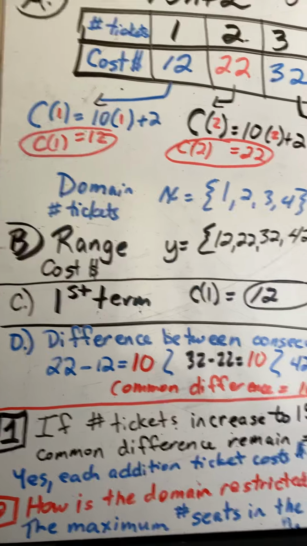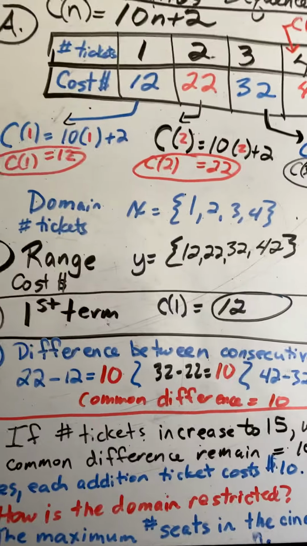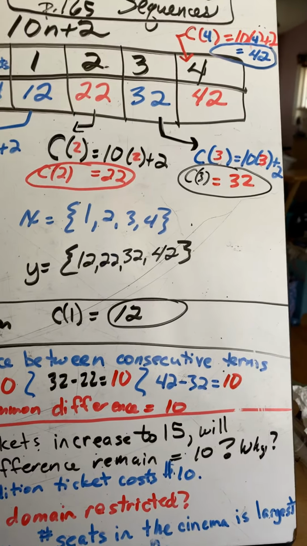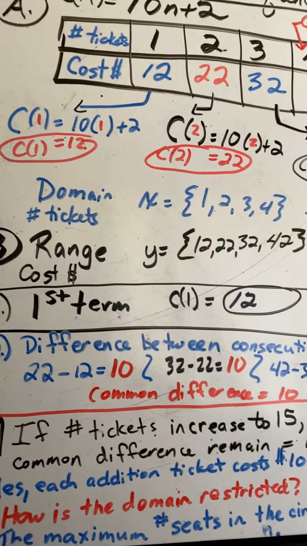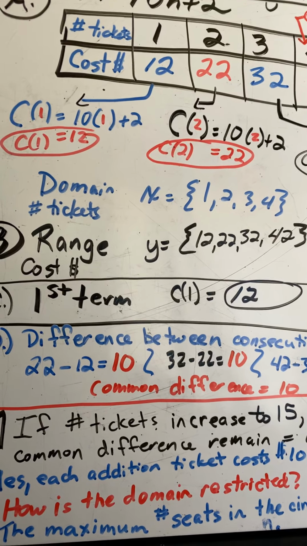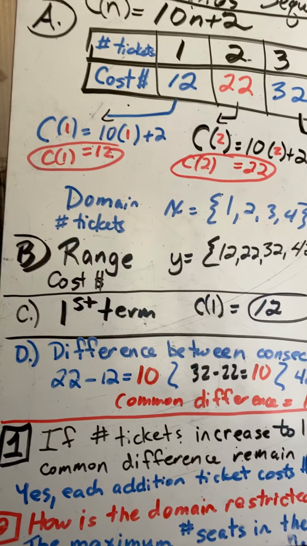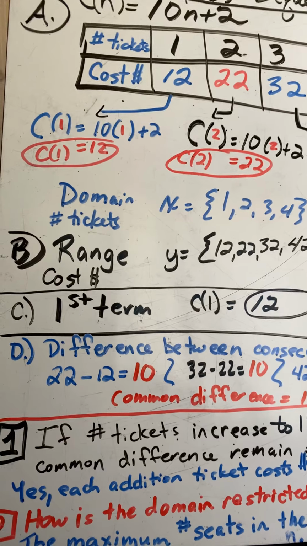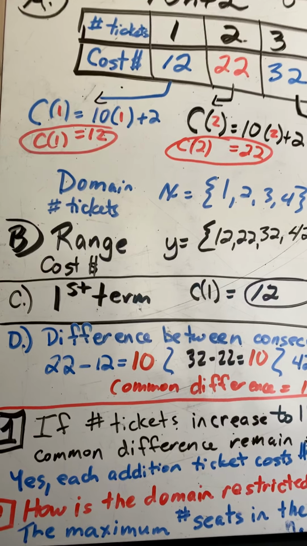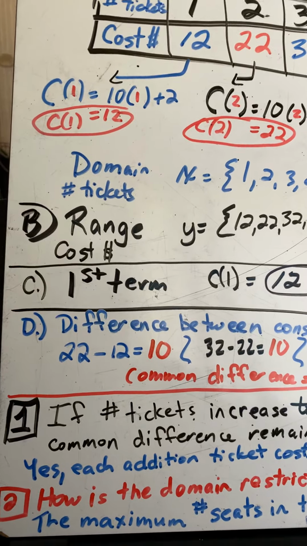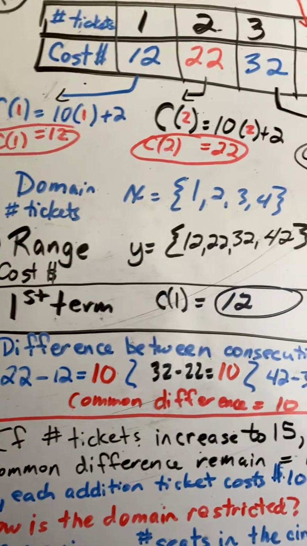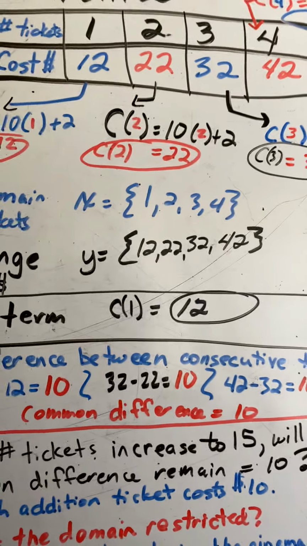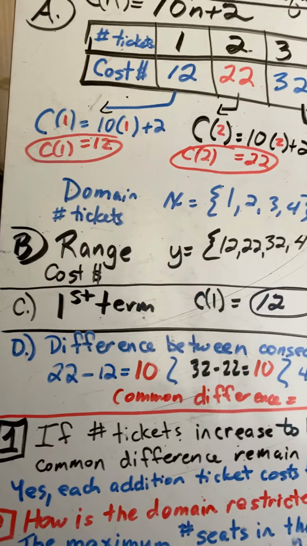If the number of tickets increases to 15, will the common difference remain the same at 10? And why? ¿Por qué? So again, we're looking to see if we buy more tickets. Cuando compro 15 tickets to our película, to go to our movie, will the difference remain 10? And the answer is yes, because each additional ticket costs $10. That $2 is a one-time fixed cost of a service fee.